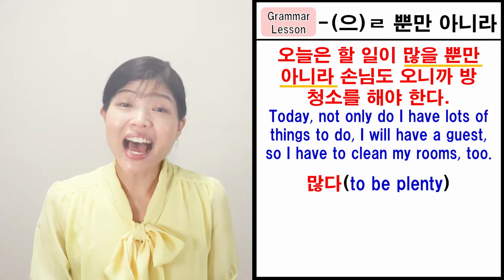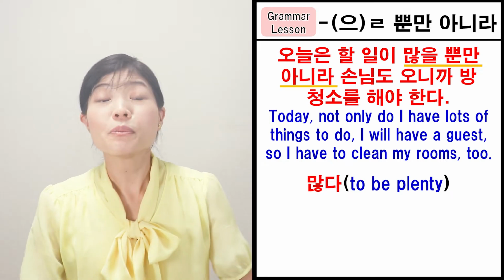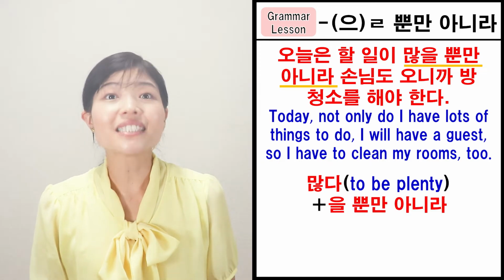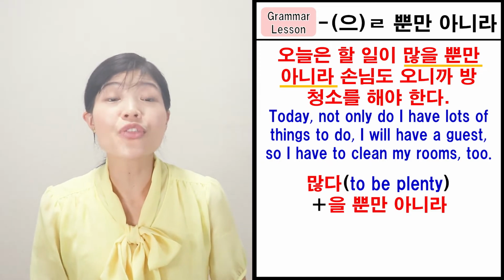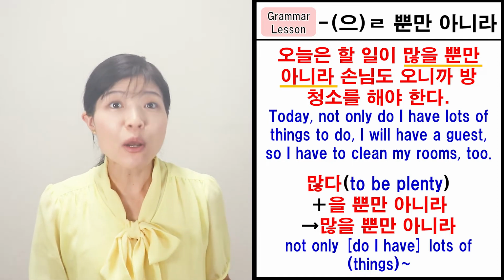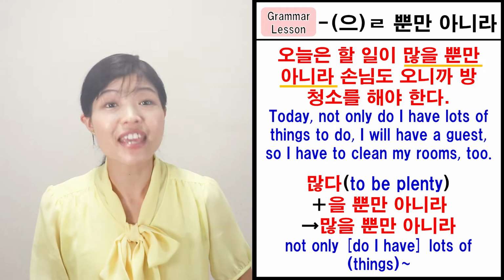Here, since the adjective 많다, to be plenty, has a final consonant, you attach 을 뿐만 아니라 to the stem to make 많을 뿐만 아니라, not only do I have lots of things.